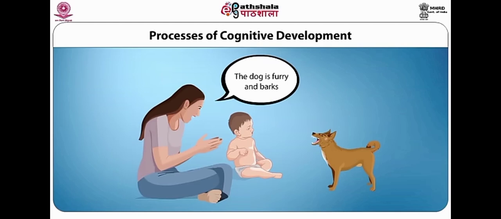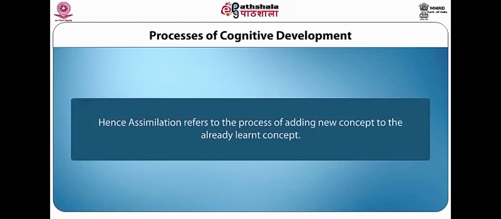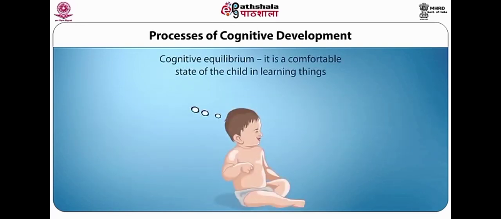and the child gets to a state of equilibrium. Hence, assimilation refers to the process of adding new concepts to the already learnt concept. And cognitive equilibrium is a comfortable state of the child in learning things.